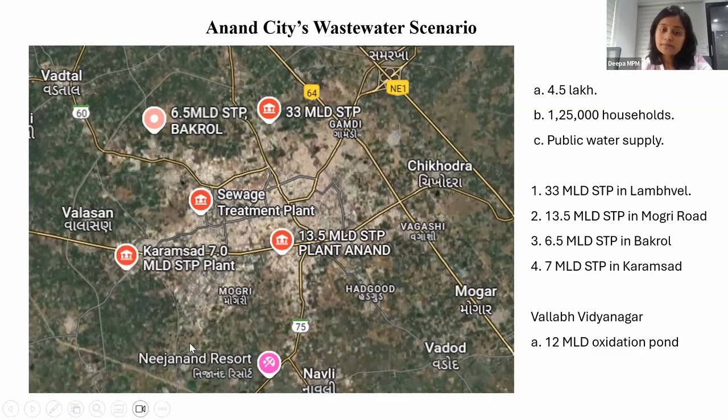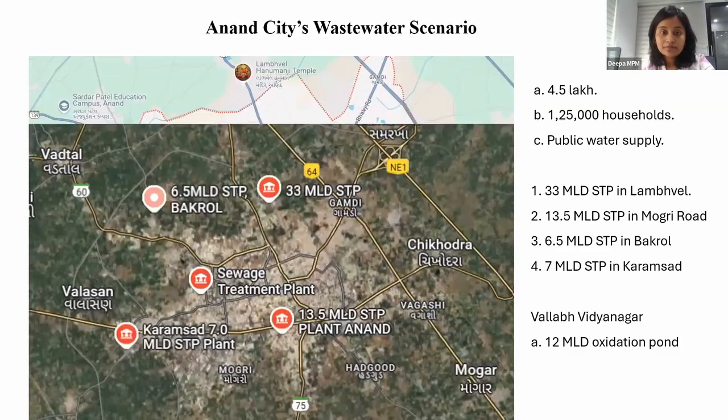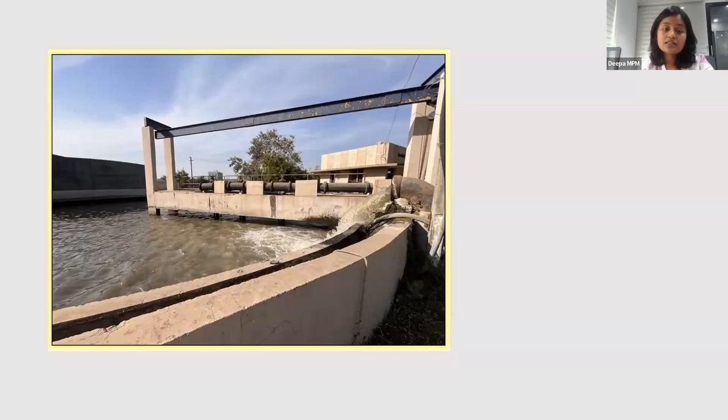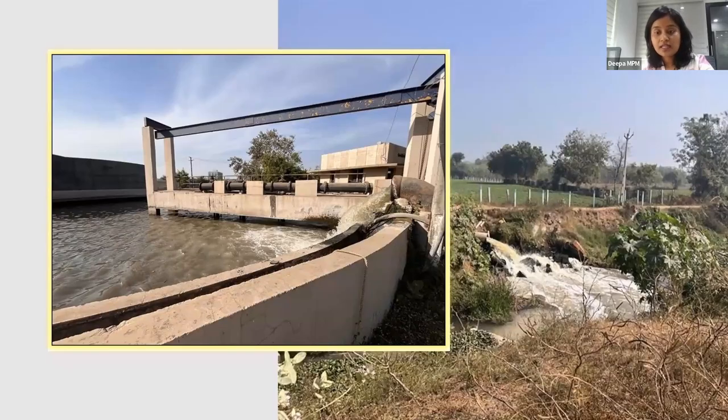And in Vallabh Vidyanagar, the STP is right now under construction. Till now it had no STP, but they have a 12 MLD oxidation pond. So this is the 12 MLD oxidation pond in Vidyanagar. All these years, with the sewage connections, they used to get the sewage water from the Vidyanagar area, just let it go through oxidation, and then send it to the major drain. You can see here, this water is bypassed to the drain soon after the oxidation process.